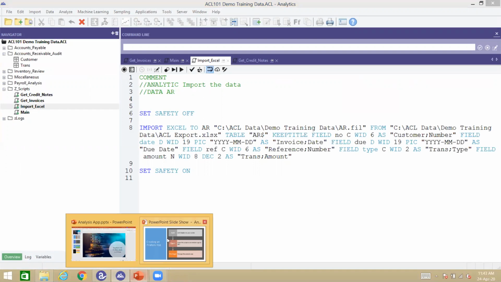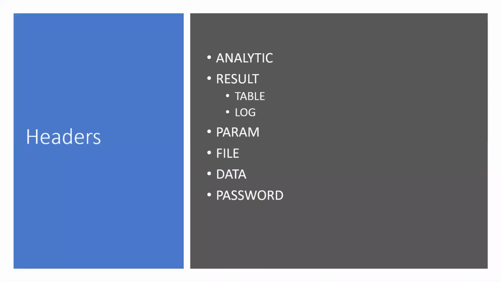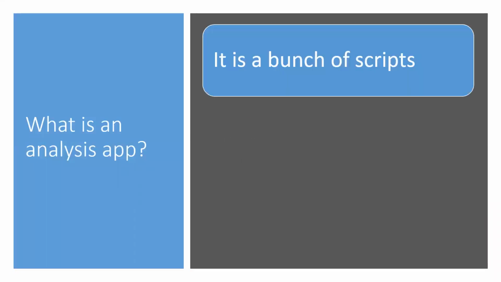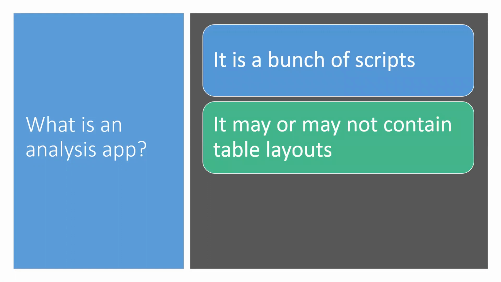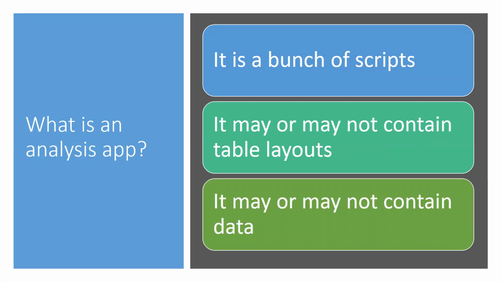Right, so getting back to PowerPoint, we had those headers, remember, that we went through. What is an analysis app? It's a bunch of scripts that you package together. And the analysis app may also contain table layouts. It may not. Remember, when I packaged it, I had a choice. Do you want to include these tables? And if I choose the table name, it will include only the layout. If I want to include the table layout and the data as well, I need to choose the data as well. I didn't choose the table layouts or the data when I created my analysis app package, because I included an import script in there that would import the data.